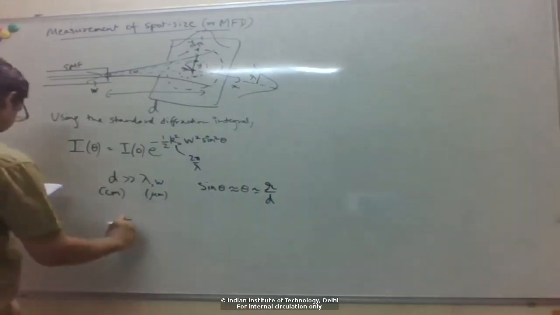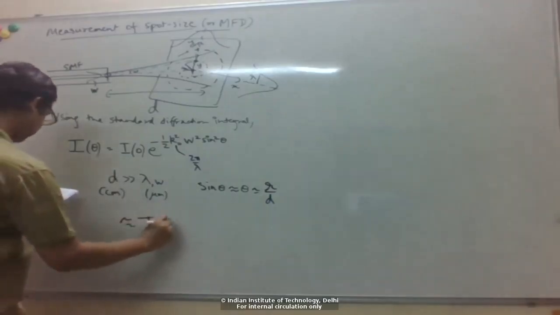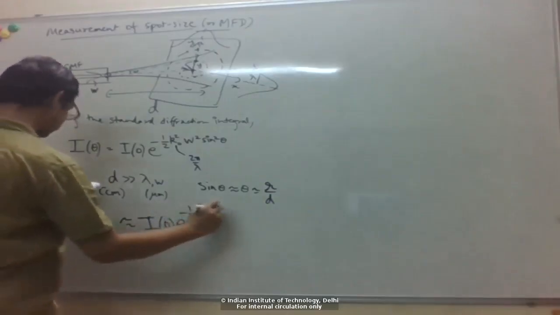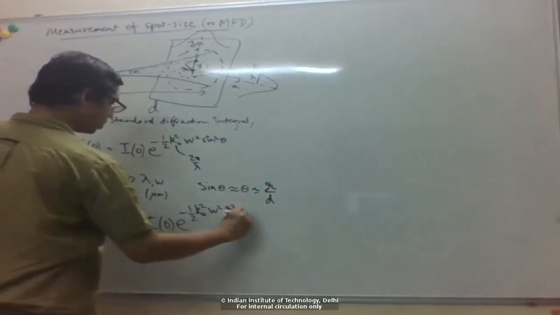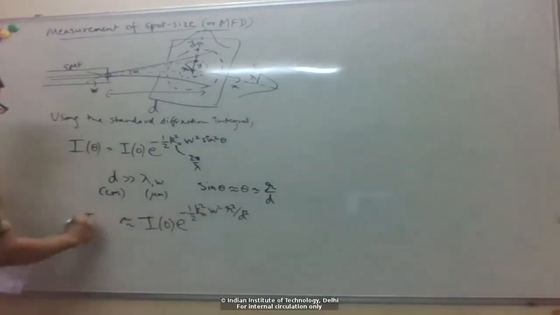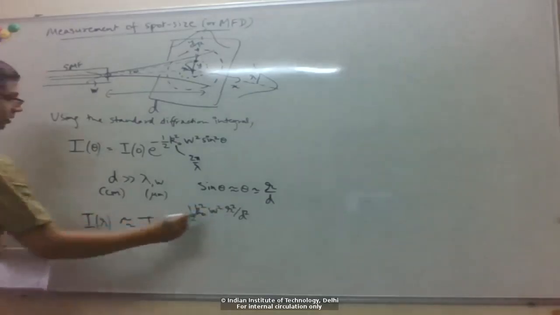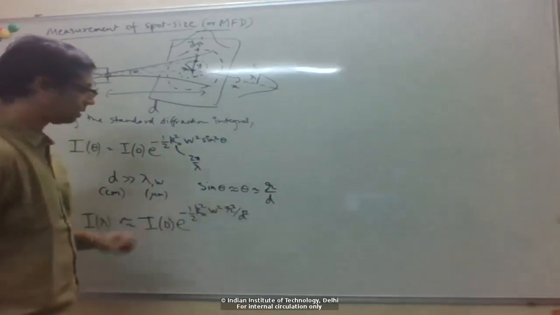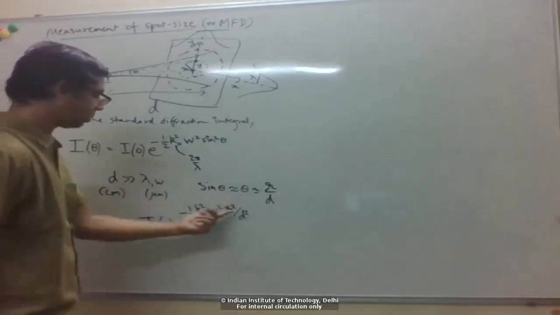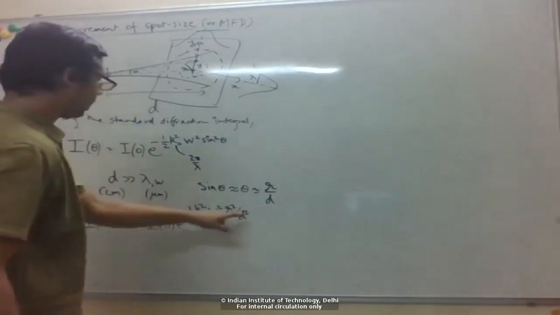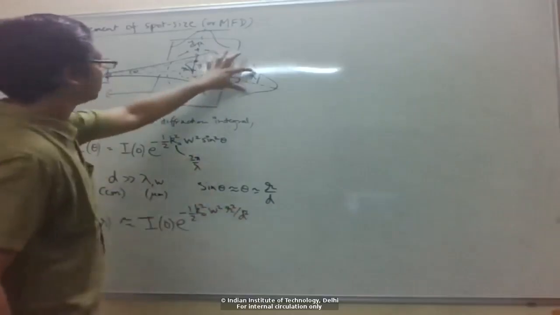So this intensity profile I can write as, right, now this looks like a Gaussian in the far field, right? E to the minus r square by some constant square, right? So that constant is basically the width.